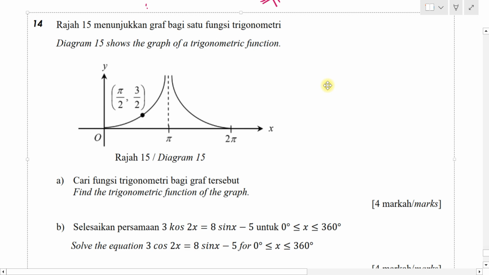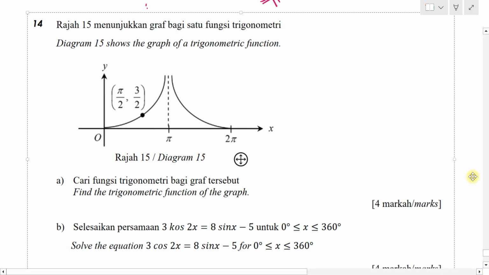Diagram 15 shows the graph of a trigonometric function. Okay, they draw a trigo function and we need to find the trigo function. Normally they will give us the function we need to draw, but this one is vice versa. What graph is this? You can see at pi it does not touch, so definitely a tangent graph.